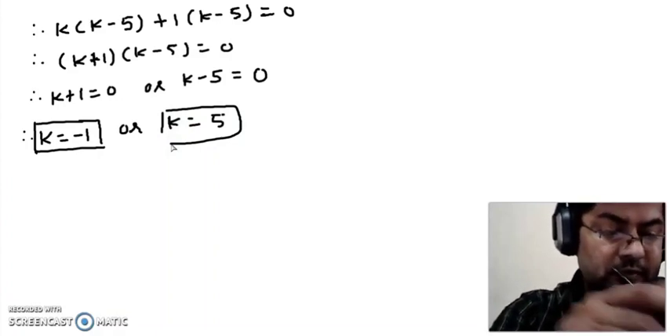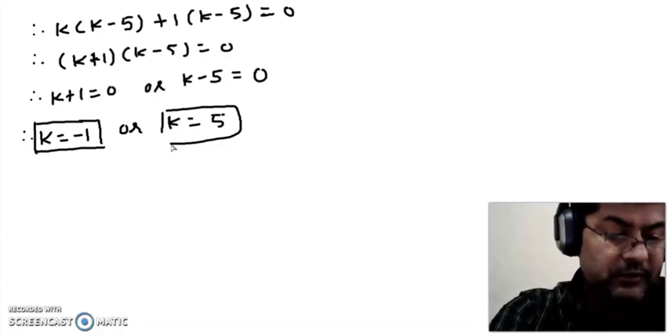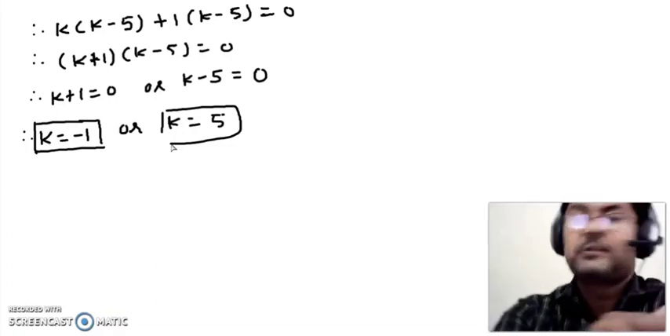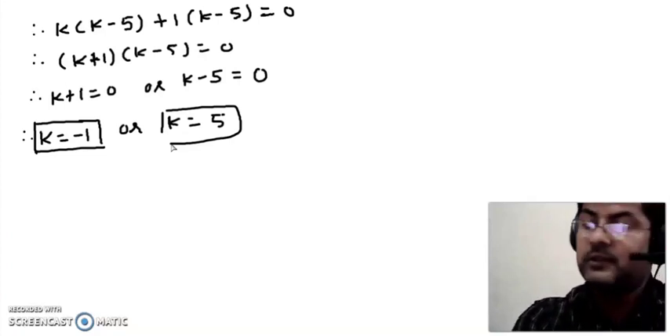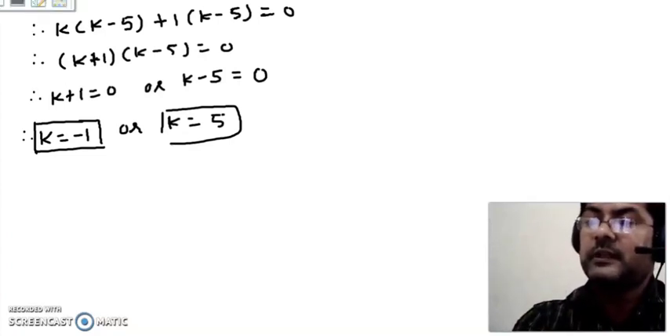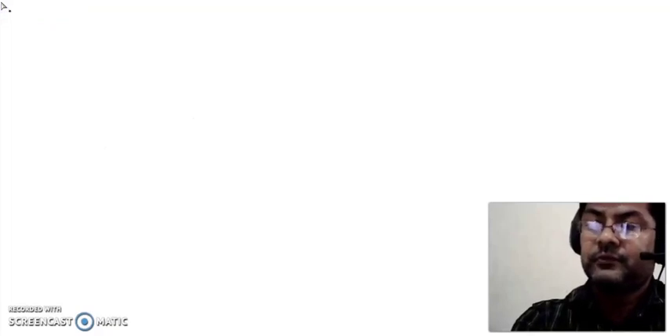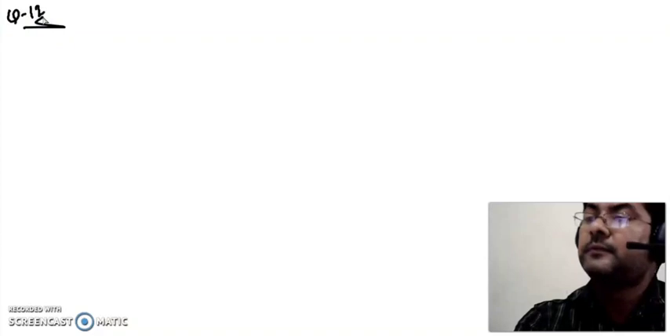Now let us start question number 12 onwards. In the new textbook, it is question number 13. First one we have already solved. Now let us solve the second one of question number 12.